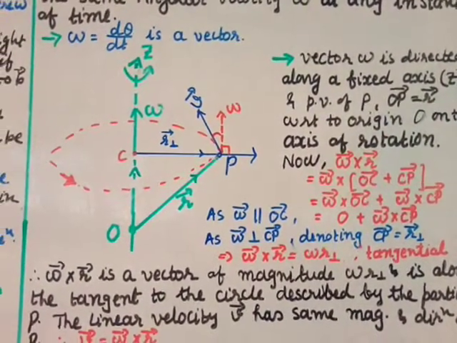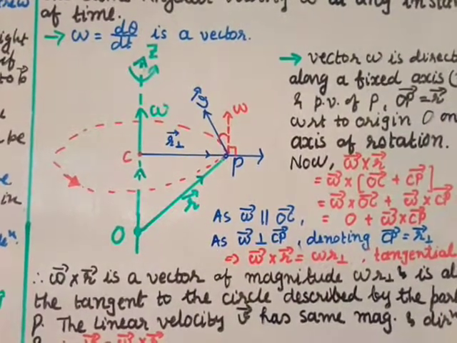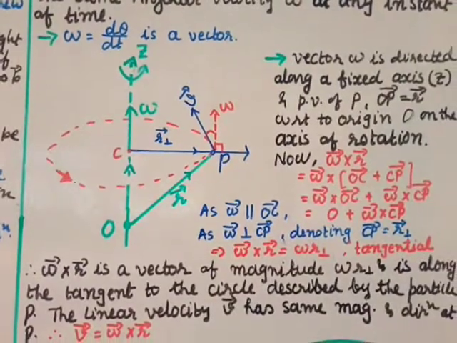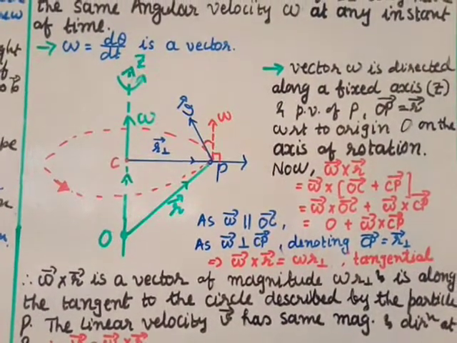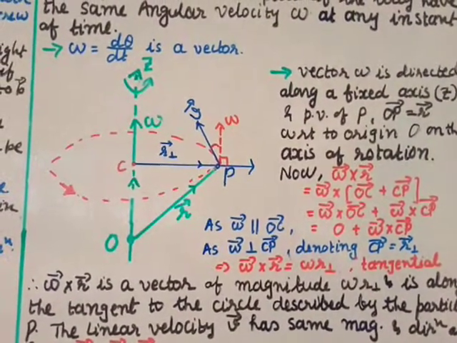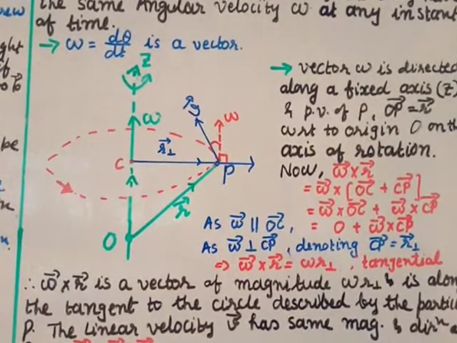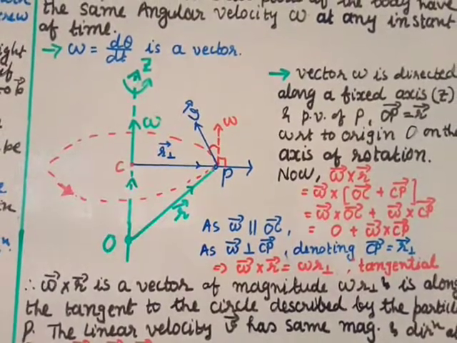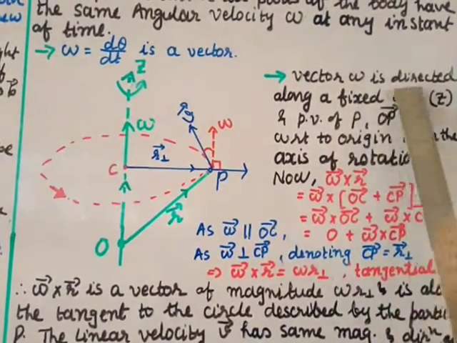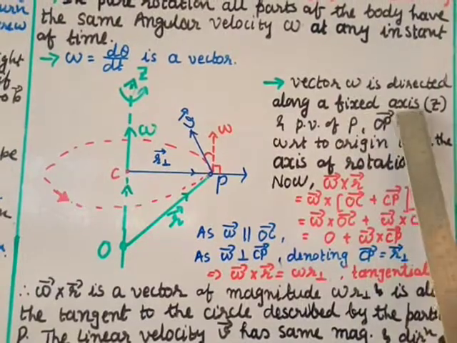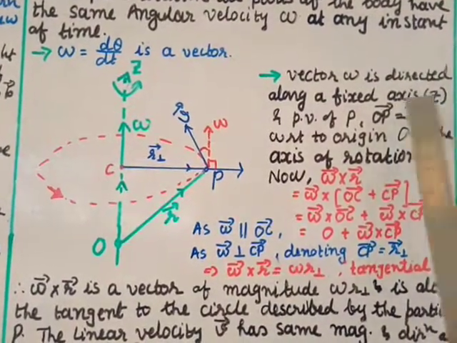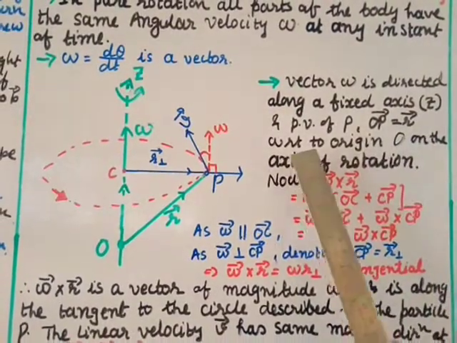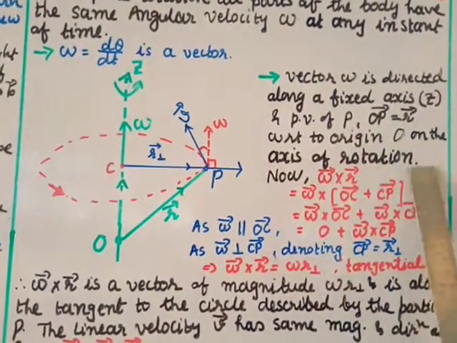So let us find the value of omega cross r. Omega is the angular velocity and r is the position vector of any point we take. So what is the cross product of the angular velocity and the position vector of any point? Vector omega is directed along a fixed axis, the z-axis, and the position vector of point P, OP equal to r, is with respect to origin O on the axis of rotation.